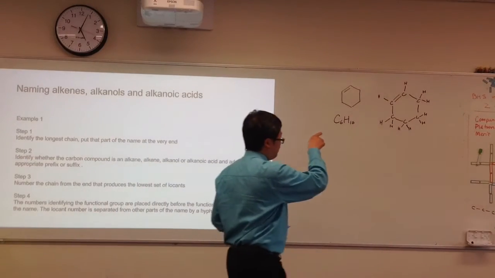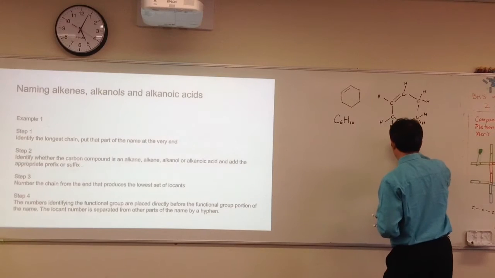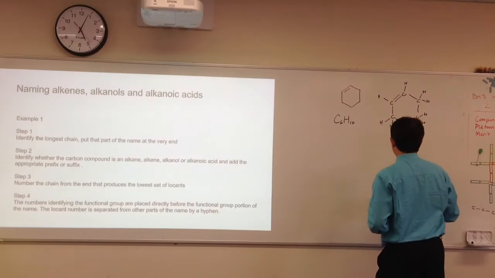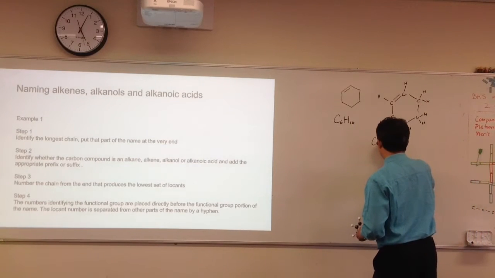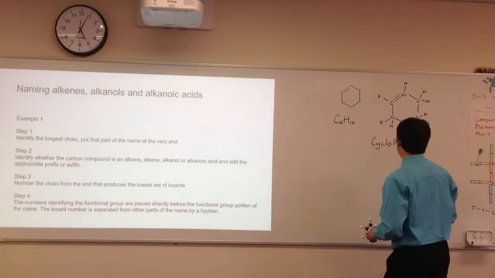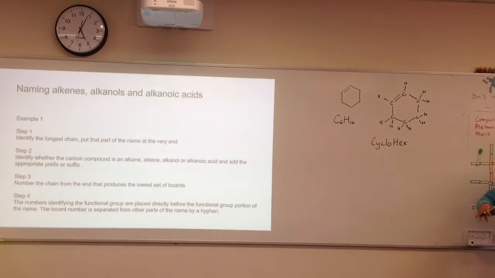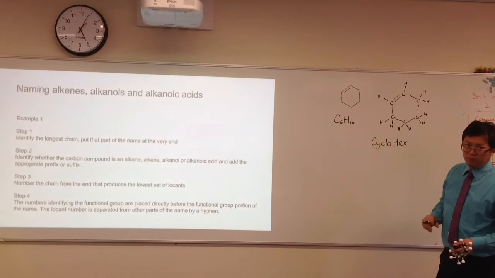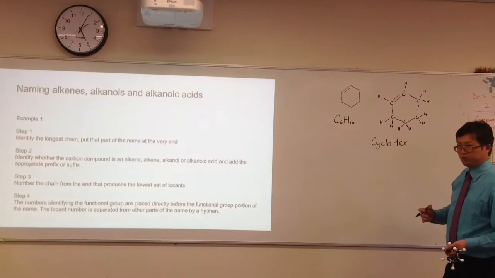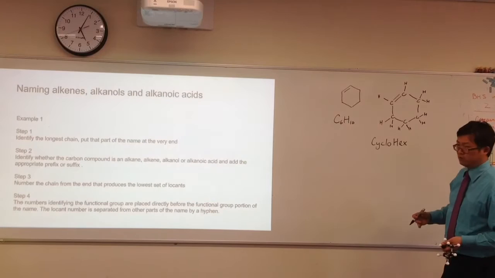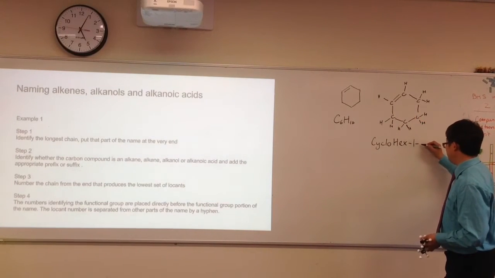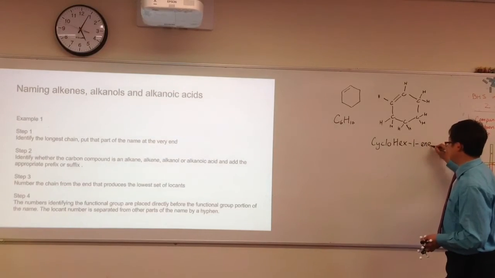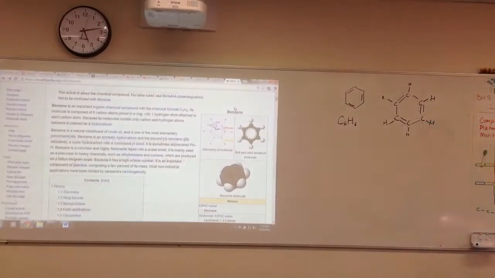1, 2, 3, 4, 5, 6, it's hex. But hang on, take a look at the structure. It's cyclo, isn't it? A cycle. Now, when you've got a circle, you can pick any point to start, provided that you generate the smallest possible set of locants. So I just picked that randomly. 1. This is the correct name.